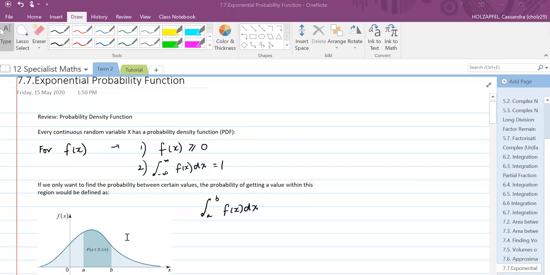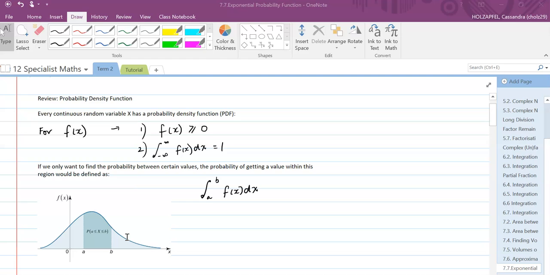The first condition is that the value of the function has to be equal to or greater than 0. As you can see in this graph here, I don't have any values or any function that falls below the x-axis. The other important piece of information is that the area under this curve is equal to 1. The reason for that is because there's a 100% probability that something will occur in this time frame. I don't know when, but I know that definitely something will occur within this particular time frame.